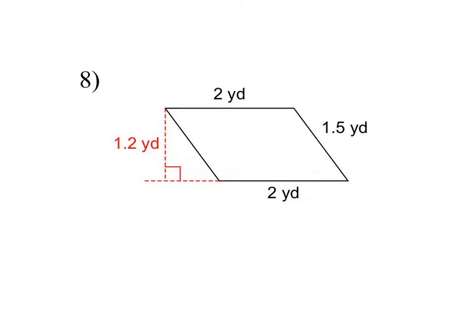Keep in mind, whenever you're doing this one, base times height, so same formula, but your base and your height have to be 90 degrees from one another. So we'll use this for our height and this for our base. That 1.5 is just extra information. We don't actually need to have that. So again, this is the base and this is the height.